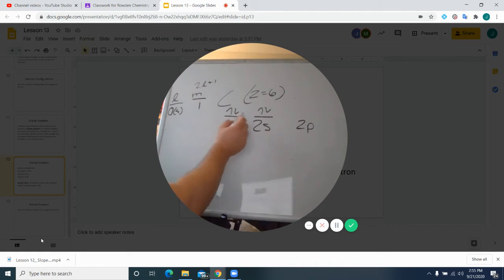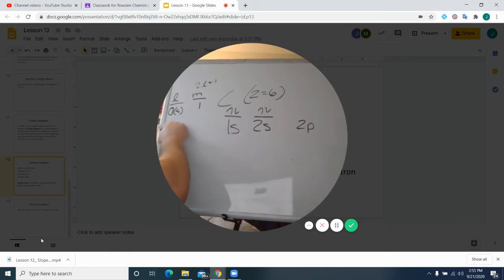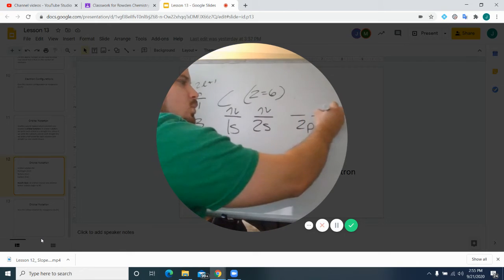That's why at s, there's only 1 orbital. But when we go to sublevel 1, which is p, it's going to be 2 times 1 plus 1, we get 3. So at p, you're going to draw 3 orbitals.